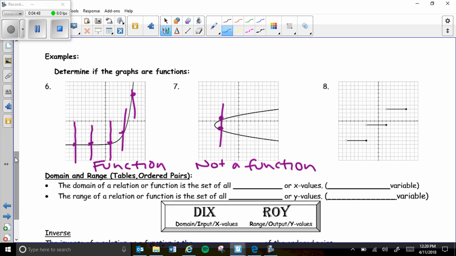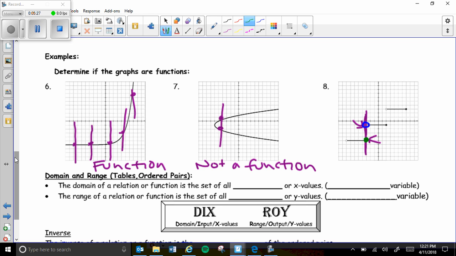Now number 8 is a little tricky. If we think back about what open and closed circles mean, a closed circle means the number is included, and an open circle means the number is not included. So looking at this, at -3, if I draw a vertical line, it hits here and it hits there. But there was an open circle. This was open and this was closed, which means that it really only hits at one point. It only hits at this point right here where it's closed.